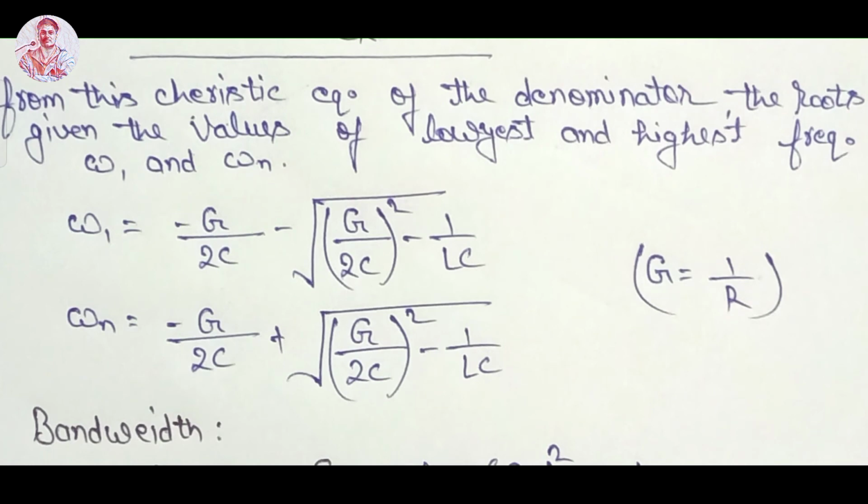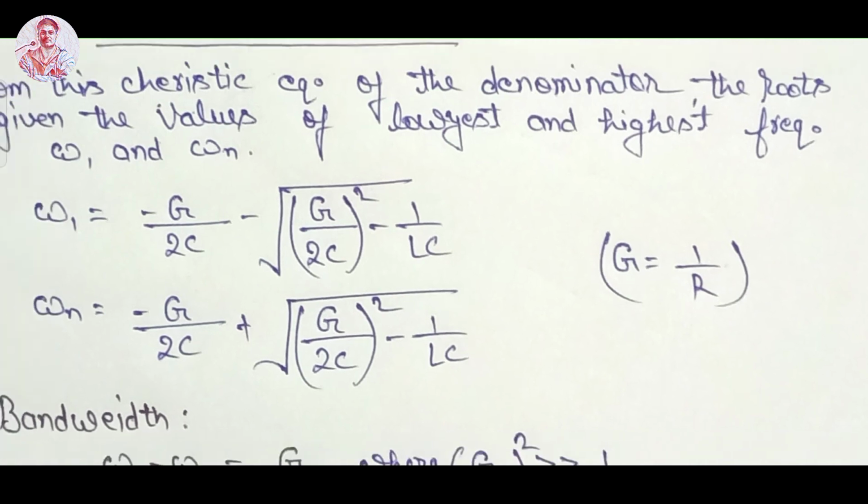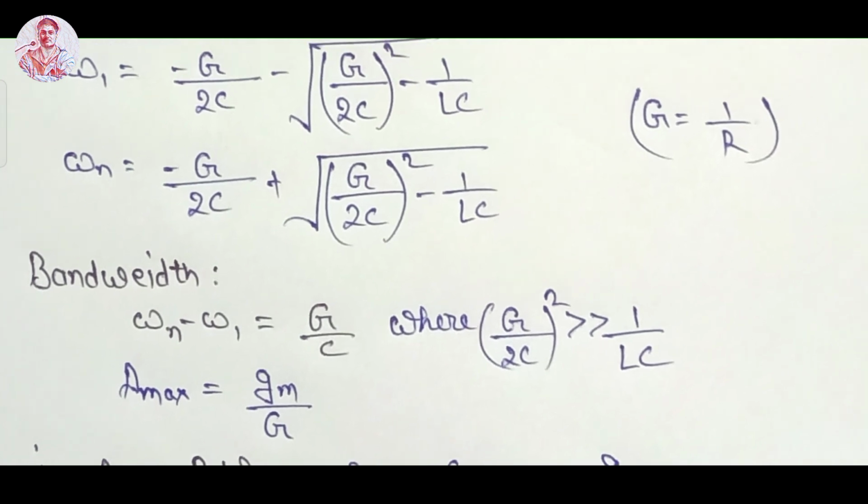Omega n is equal to minus g over 2C plus the square root of (g over 2C) whole square minus 1 over LC, where g is the conductance, which is the reciprocal of resistance. G is equal to 1 upon R. And the bandwidth, which is omega n minus omega 1, this difference is equal to g over C, where (g over 2C) whole square is very large compared to 1 upon LC. Then we can write A max, the maximum gain, which is given by gm over g.